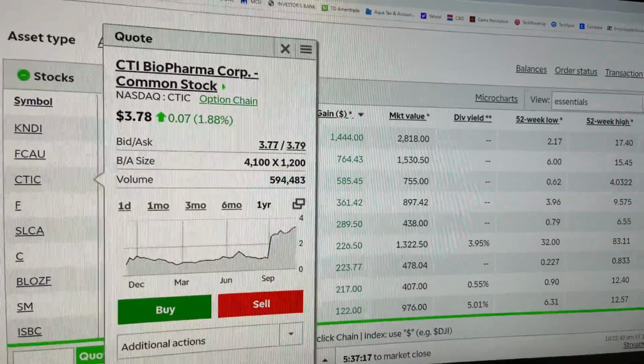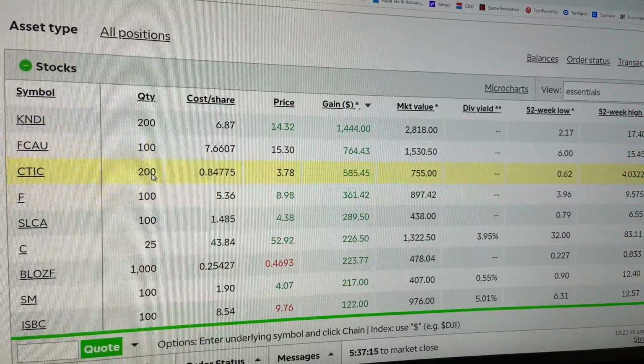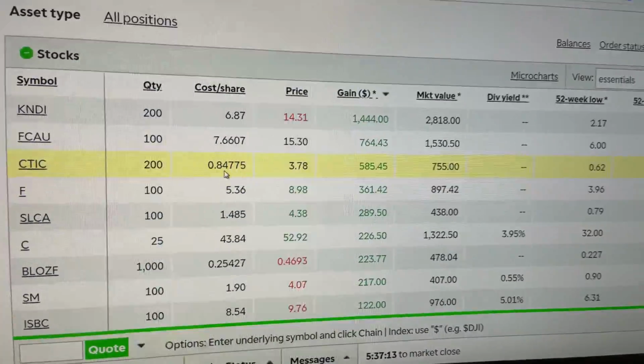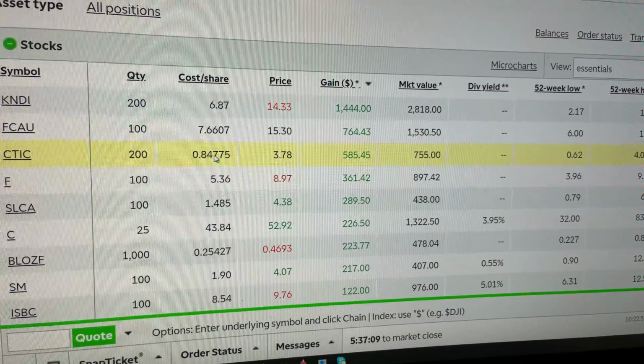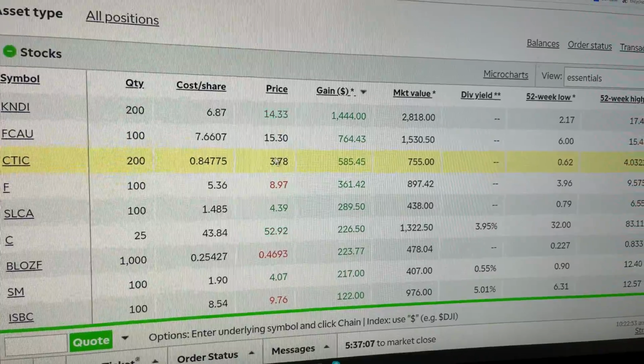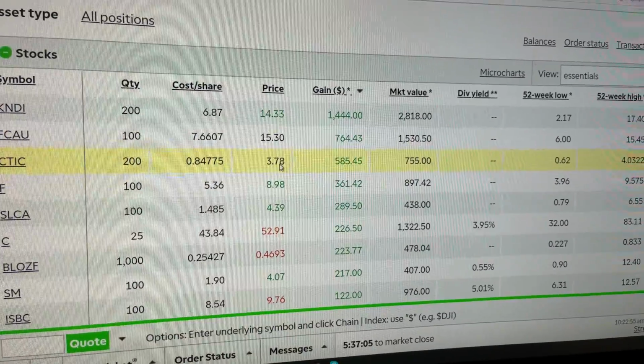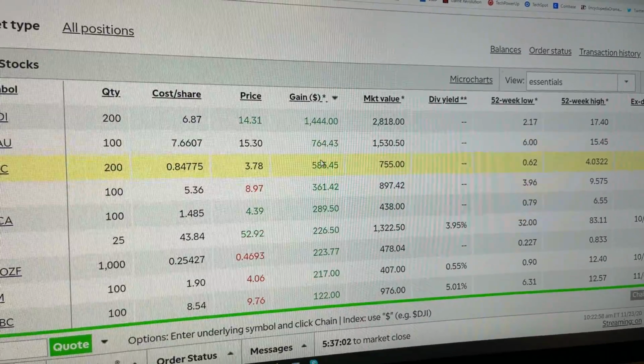CTIC, I bought in this account 200 shares of that. I paid 84 cents. $3.78 is its price now. So as you can see, I paid 84 cents per share. It's going to $3.78 per share. That's $585 that I've gained.